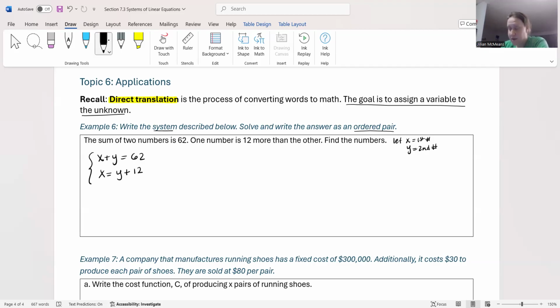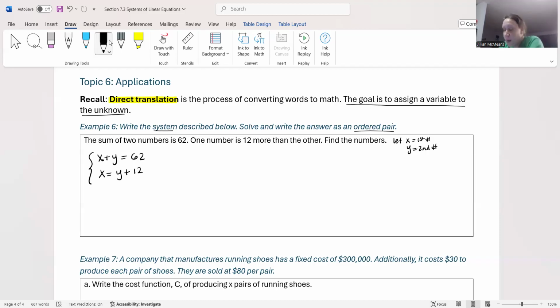And now we have a system of equations. Okay, so this right here is our system. Do keep in mind it's two equations, two variables. And then when we write the two equations, we just put this curly brace beside them. That tells the reader, hey, these two things go together. We're solving them together. This is a system.